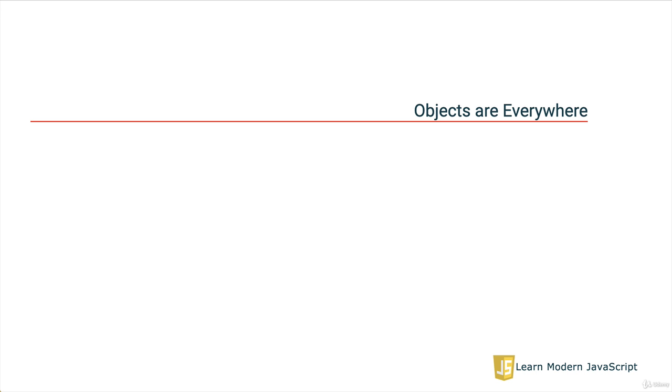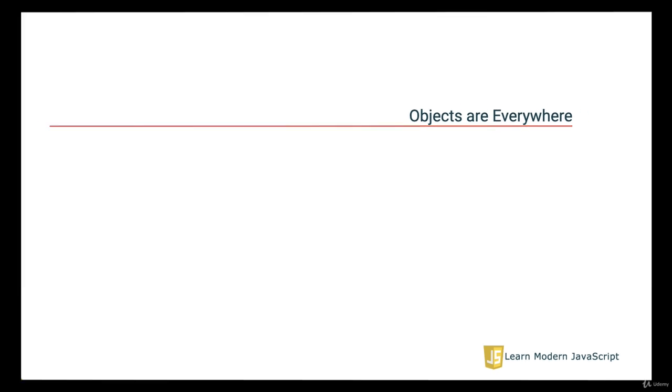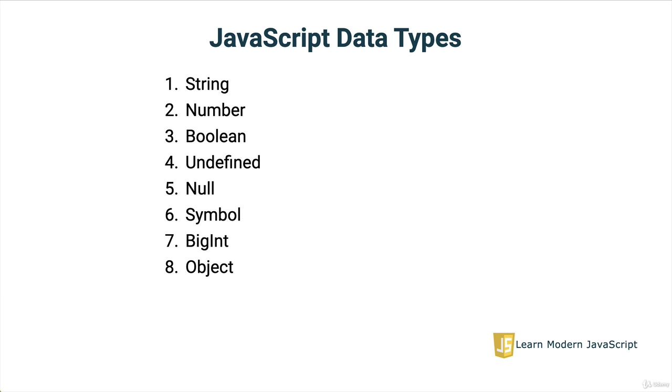In many OOP languages, you must create a class before you can have objects. In JavaScript, objects are available from the get-go. So let's break that down by looking at the different data types that are available in JavaScript. Here are JavaScript's data types. Now, the first 7 data types are considered primitives. These are immutable, meaning they cannot be changed. Data type number 8, an object, makes up the rest of what we work with in JavaScript.